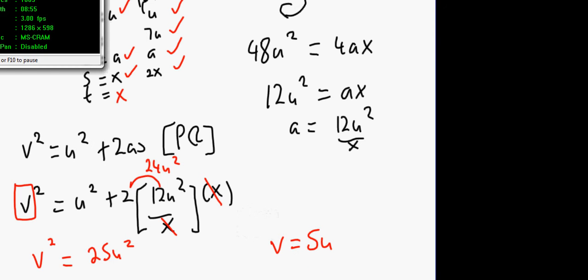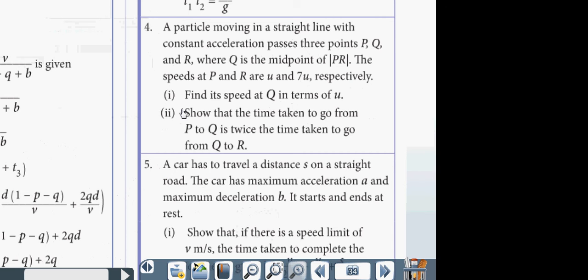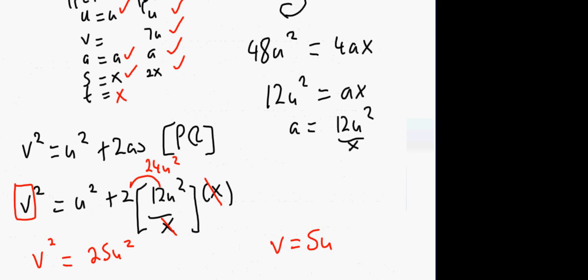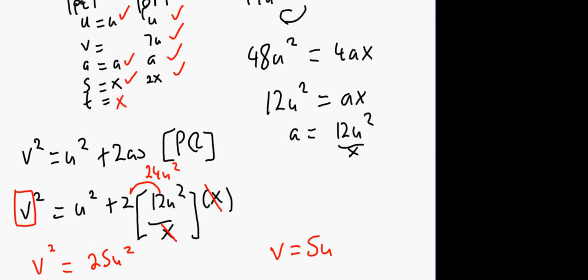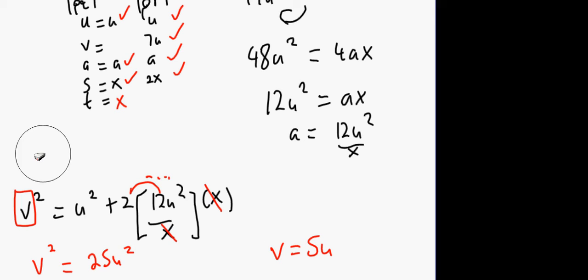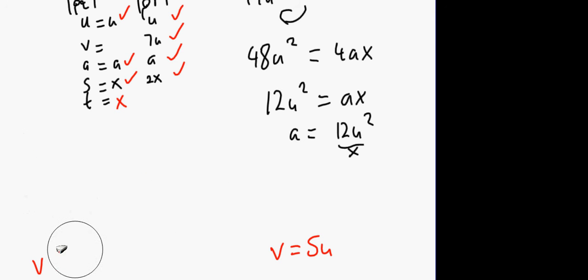The next part is show that the time taken to go from P to Q is twice the time taken to go from Q to R. Okay? So let's do P to Q and Q to R. I'm just going to rub out the parts from the last part here. I'm just going to fill in our information. So we know from the last part that this is the information we got. This is 5U.